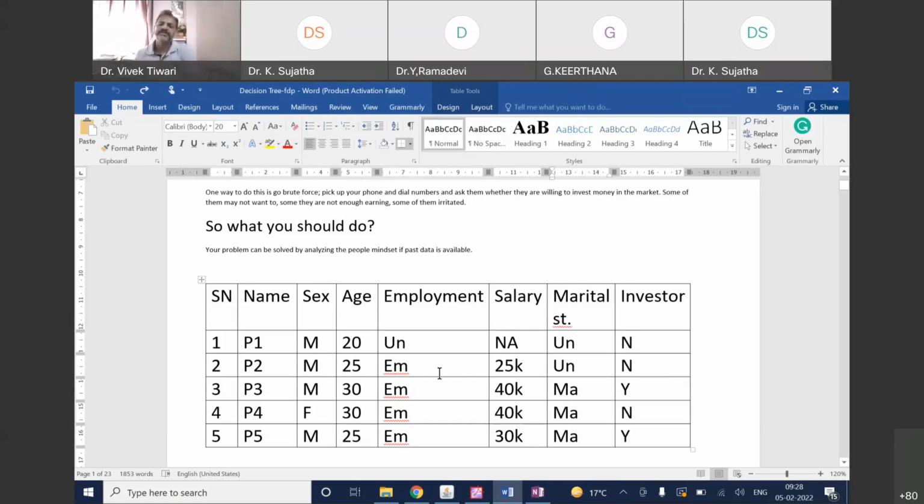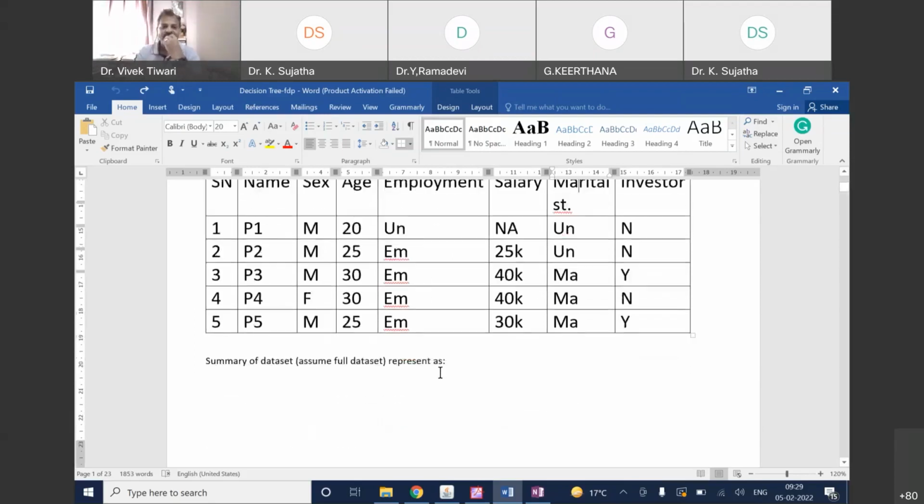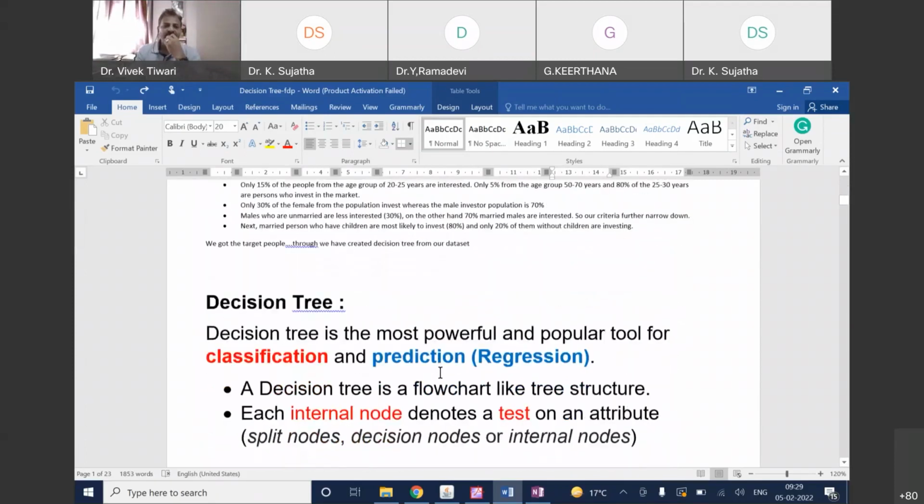That we are going to discuss. That is the main crux of the decision tree: you need to understand how the decision tree selects variables as a split node. So that we are going to discuss.